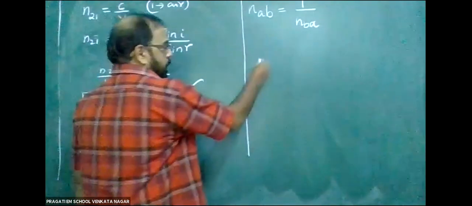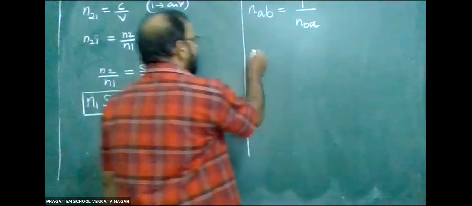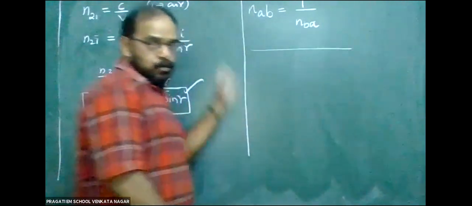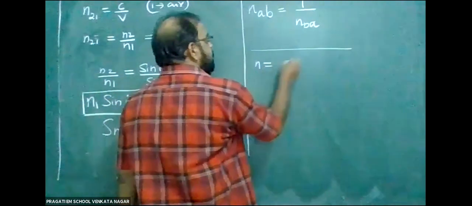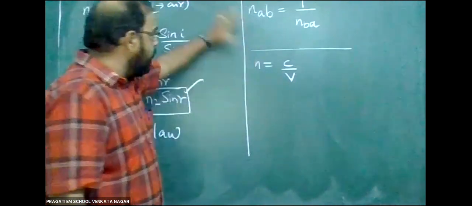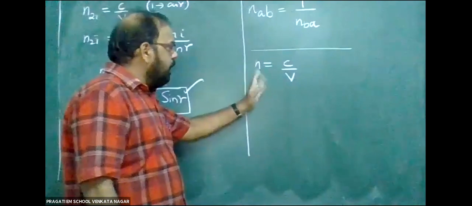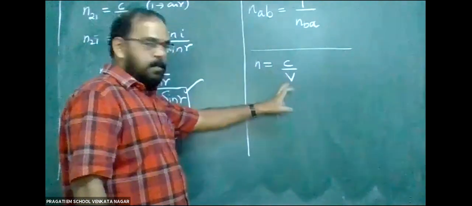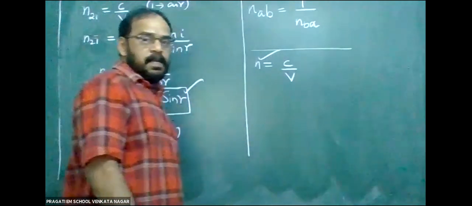If you recollect, no need to write this part because you already wrote it. I am just writing on the board to keep you in touch with these formulas. First we studied N is equal to C by V. Please don't write this one because you already completed it. This is just to give you clarity. N is equal to C by V. What is N? N is the refractive index.